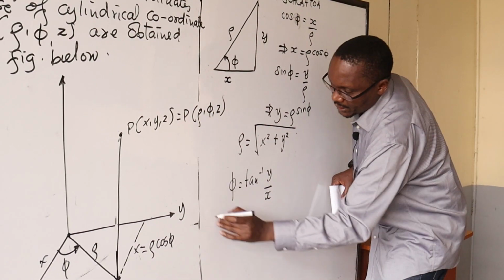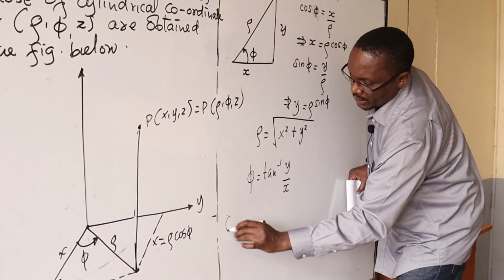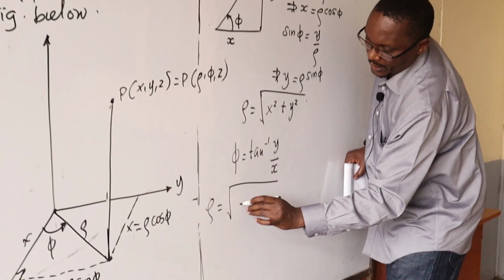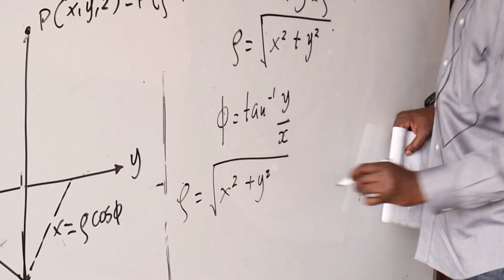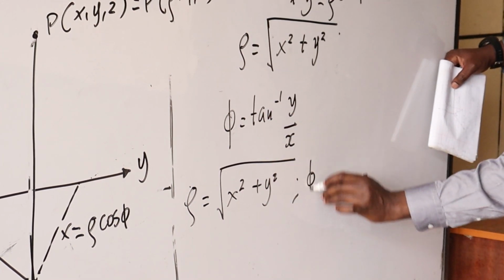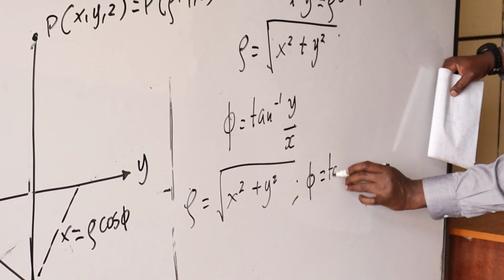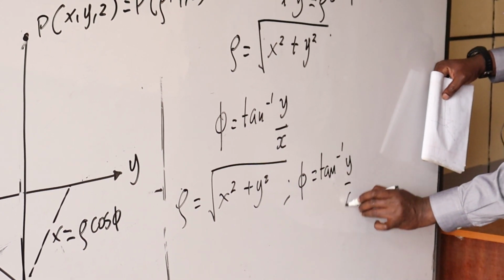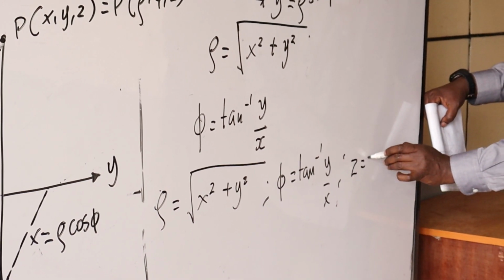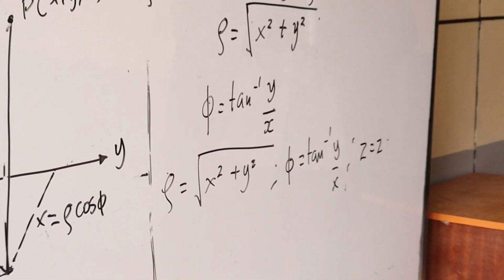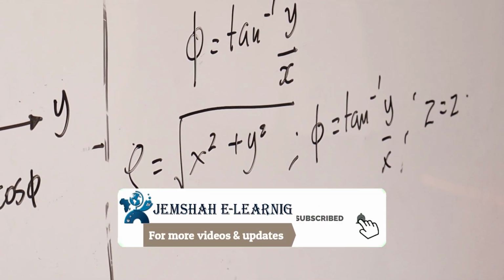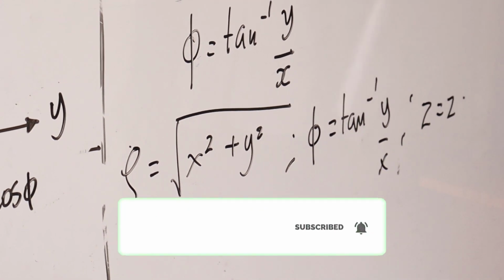So we can say that in cylindrical coordinates, we start with rho, and we've seen that rho is represented as the root of x squared plus y squared. Then the next term, which is phi, is represented in Cartesian as the tan inverse of y over x. Then the last term, which is z, is still the same z in the Cartesian coordinate system.